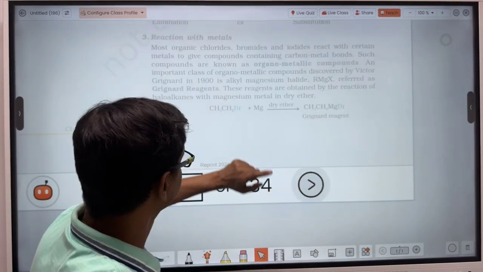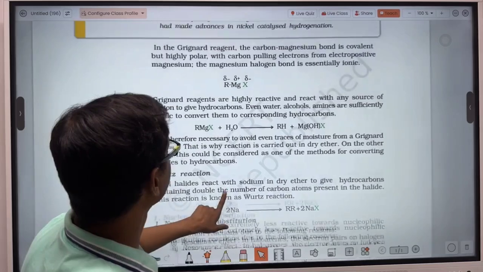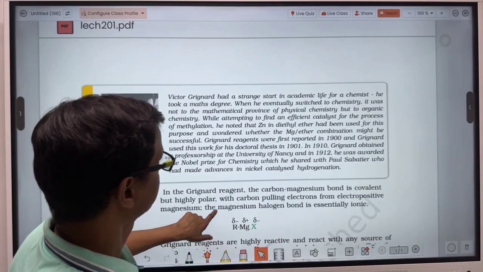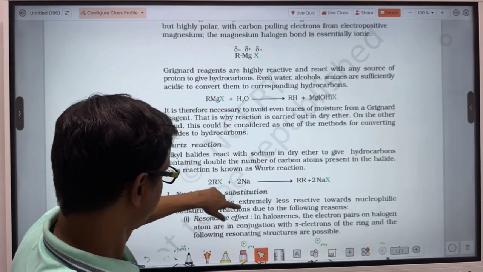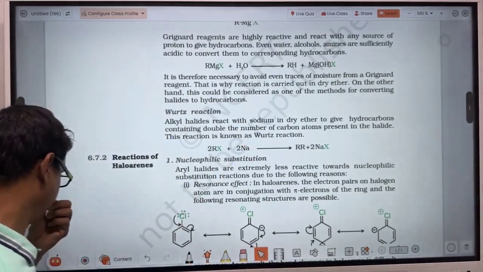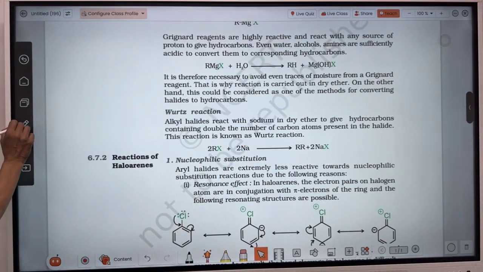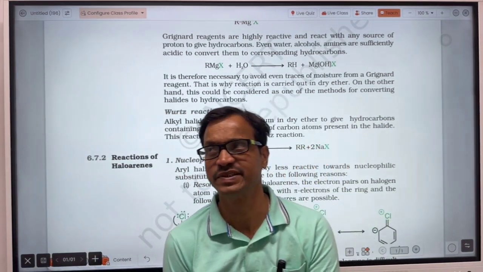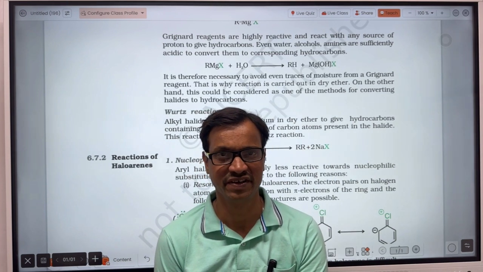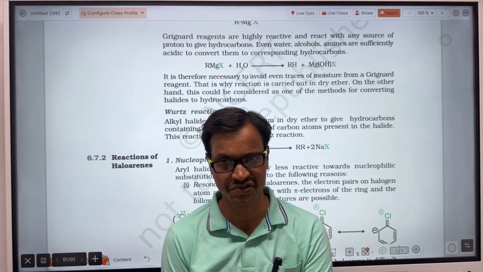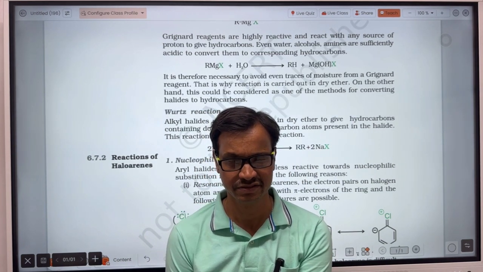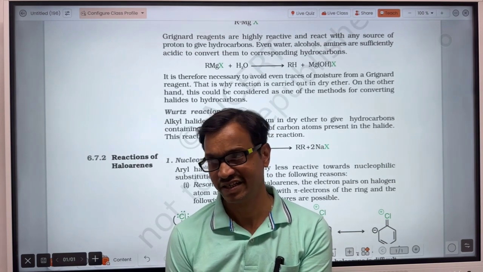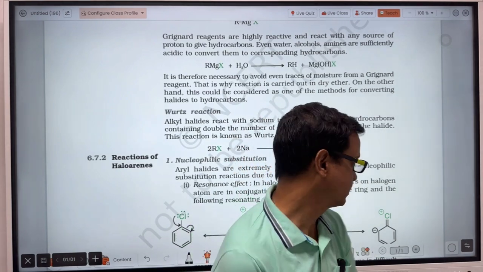Another, let's see. When there is formation of Grignard reagent, that has been shown here. Now there is Wood's reaction. What is Wood's reaction? In Wood's reaction, the haloalkane reacts with sodium in the presence of dry ether, and there will be formation of alkane. How is that? Let's see.